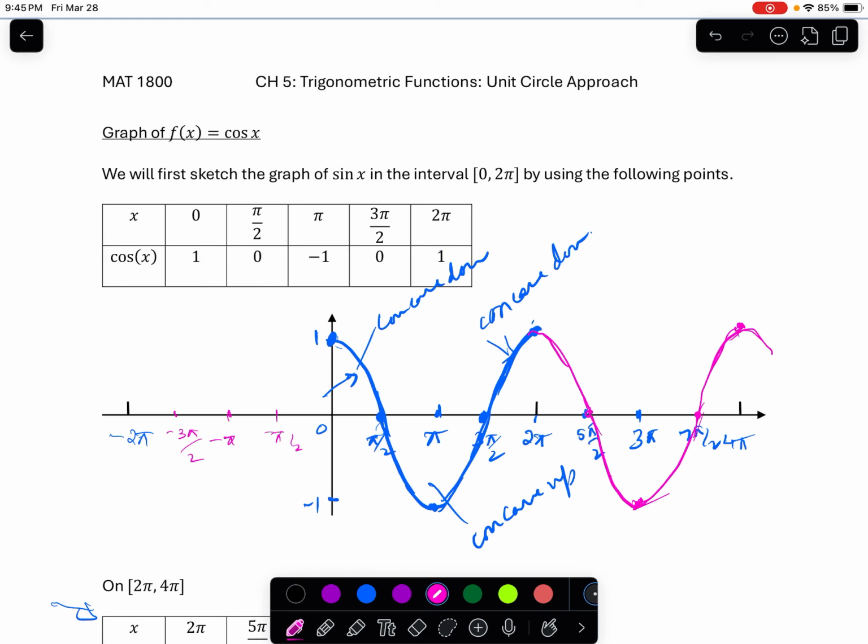So now the values at negative 2 pi, the value will be 1. So remember, at any odd multiple of pi over 2, the cosine will be 0. So this is an odd multiple of pi over 2. This is an odd multiple of pi over 2, so 0. At pi, any odd multiple of pi, it will be negative 1.